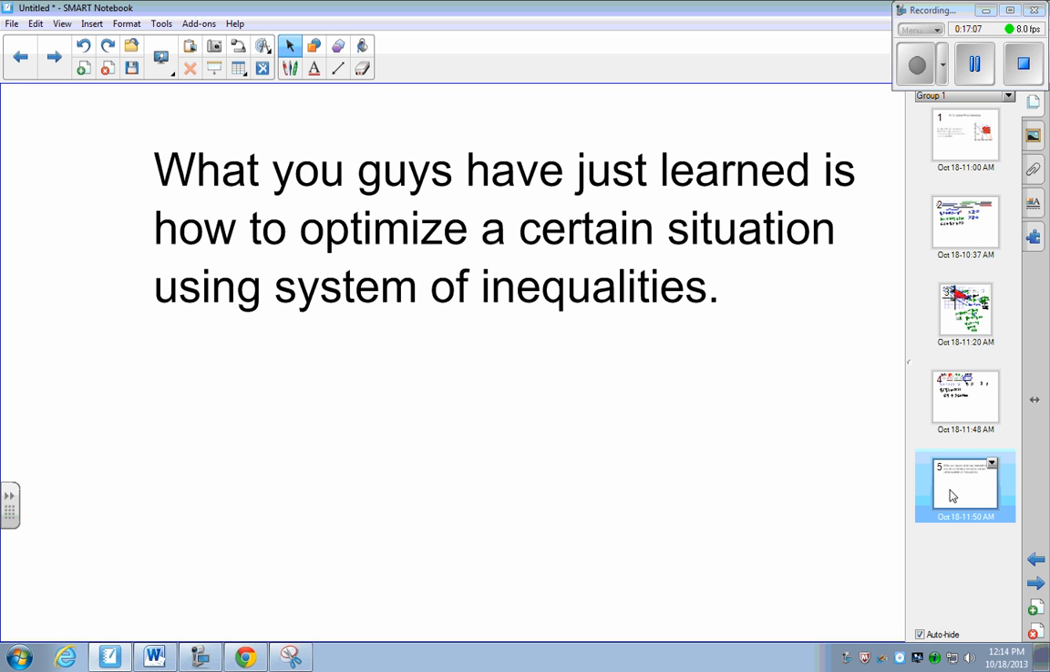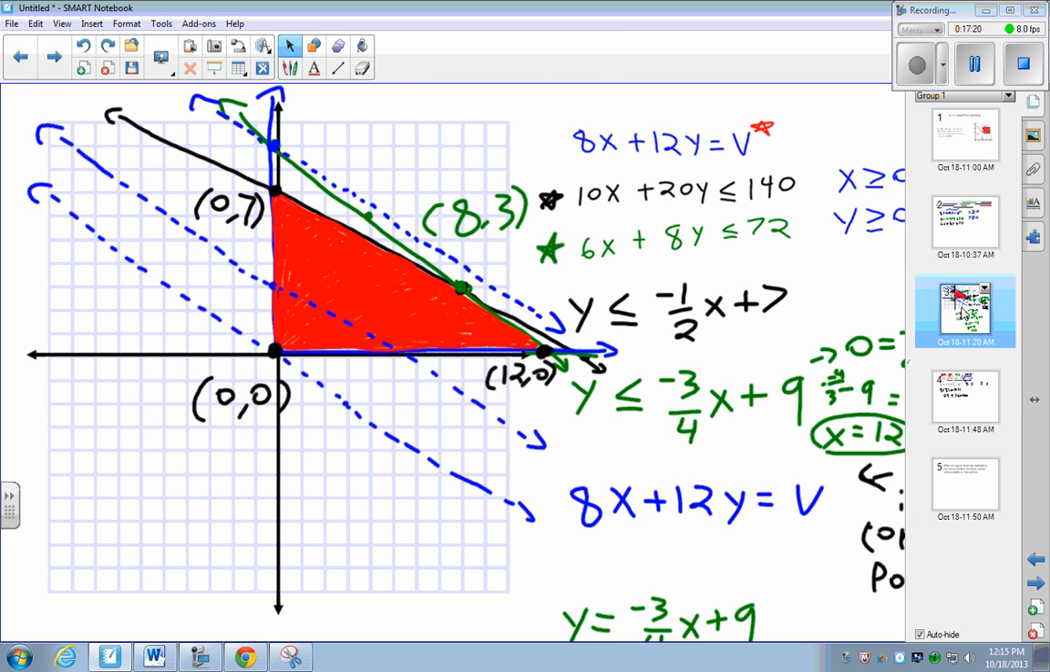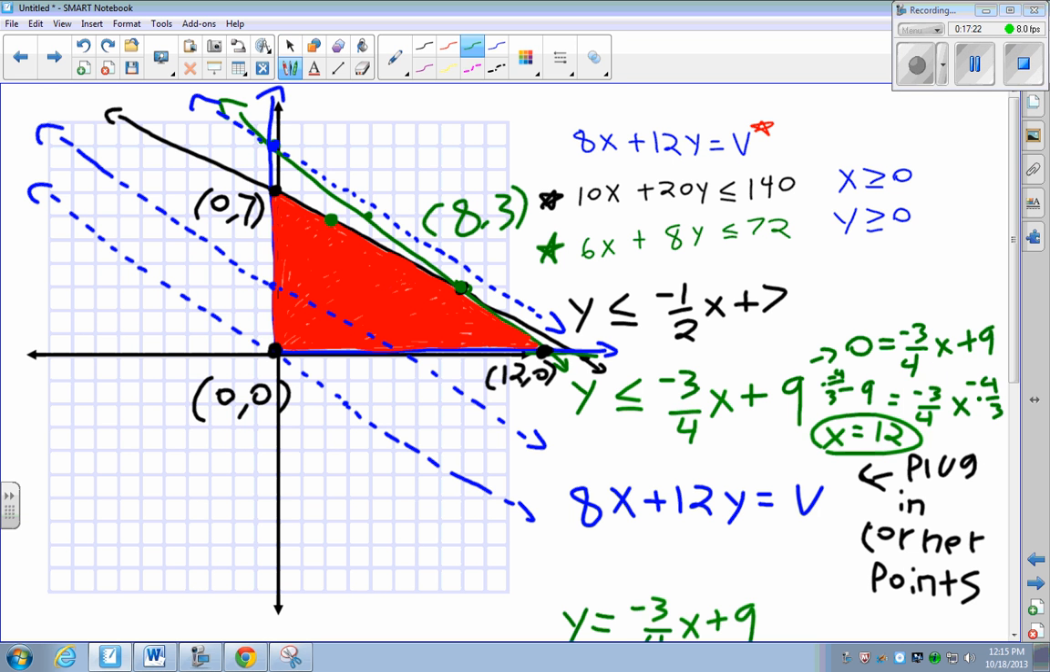And what the question is going to be actually is, why do you think we just throw in the corner points into our volume equation instead of any of the other points? So why don't you think we throw this point in for volume, or this point, or even points within it? Why don't you think we throw those points into here to solve for maximum volume?